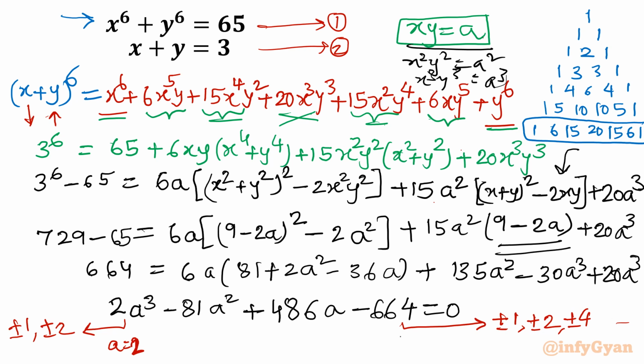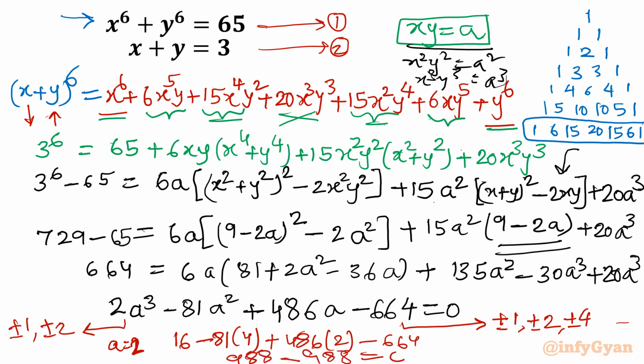If I put a equal to 2, it would be 2 cube, 8, 8 times 2 is 16, minus 81 into 4 plus 486 times 2 minus 664. Okay, so the plus number is 988, the minus number is again 988. So we are getting 0. That means a equal to 2 is one root, one solution of this cubic equation.